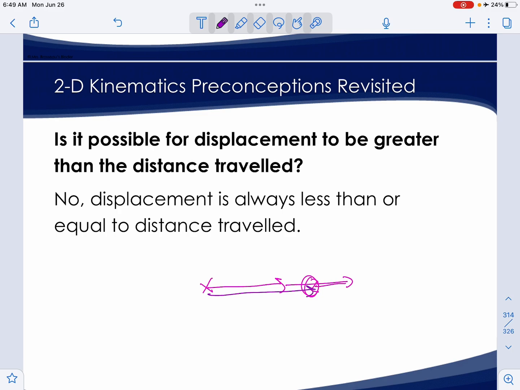So the displacement is always going to be equal to or less than the distance traveled, because the distance traveled is the total number of steps, and the displacement is where you end up relative to where you start.